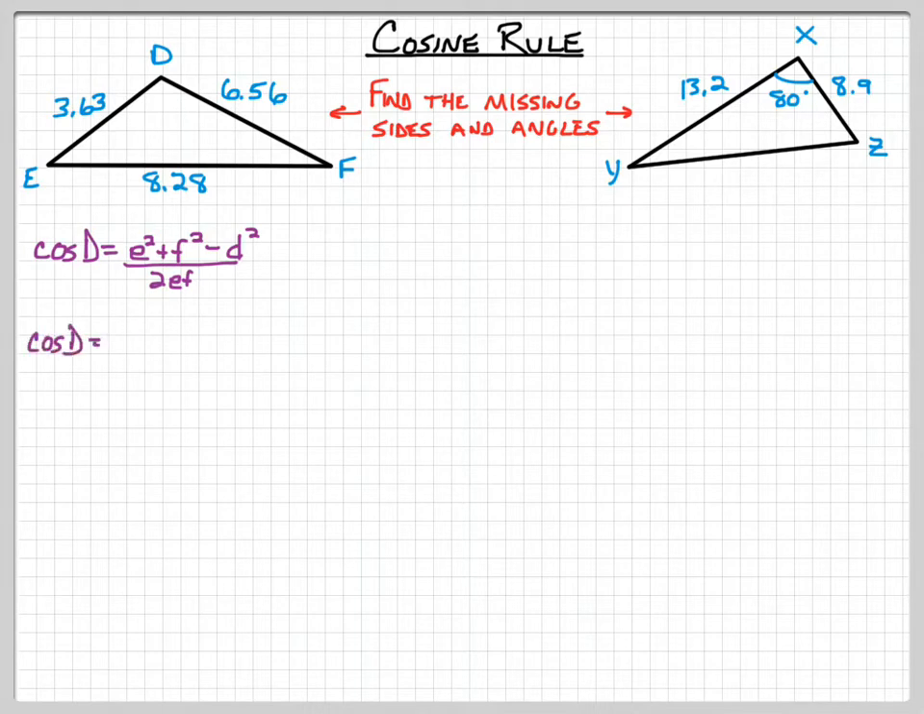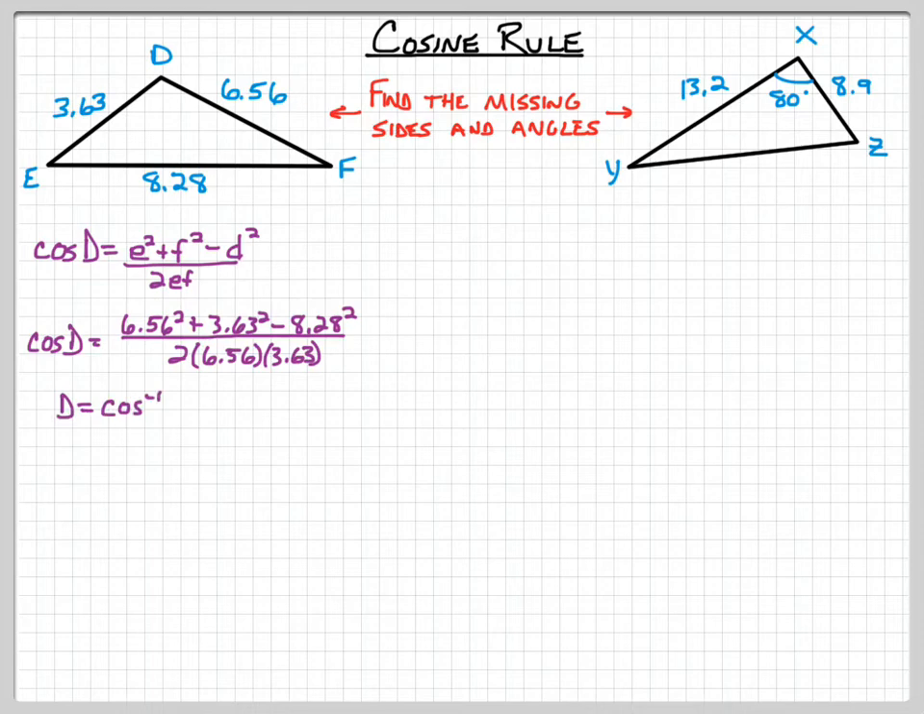So cosine d is equal to 6.56 squared, that's little e, plus little f, which is 3.63 squared, minus little d, which is 8.28 squared. And we're going to divide that by 2 times e, 6.56, and f, which is 3.63. Now we can do all this in our calculator. We're not going to spend the time going through step by step for this, but we can start working towards that inverse of cosine to find out what that value of d is.